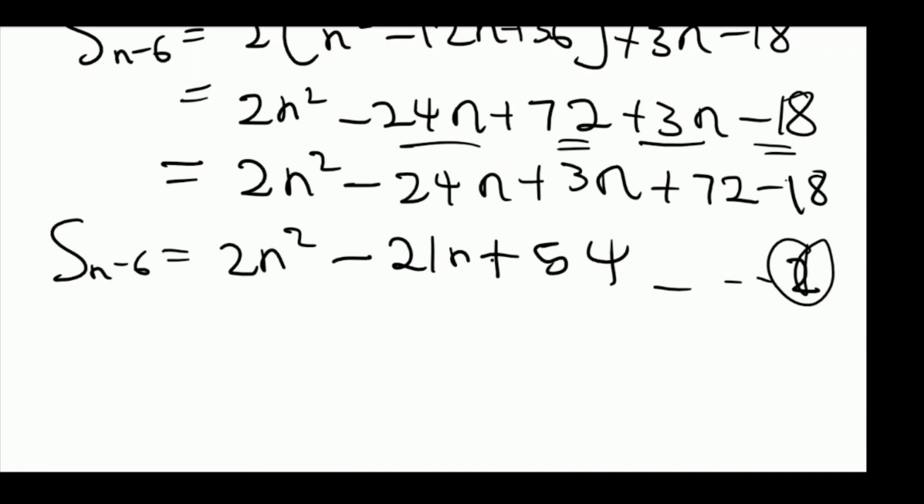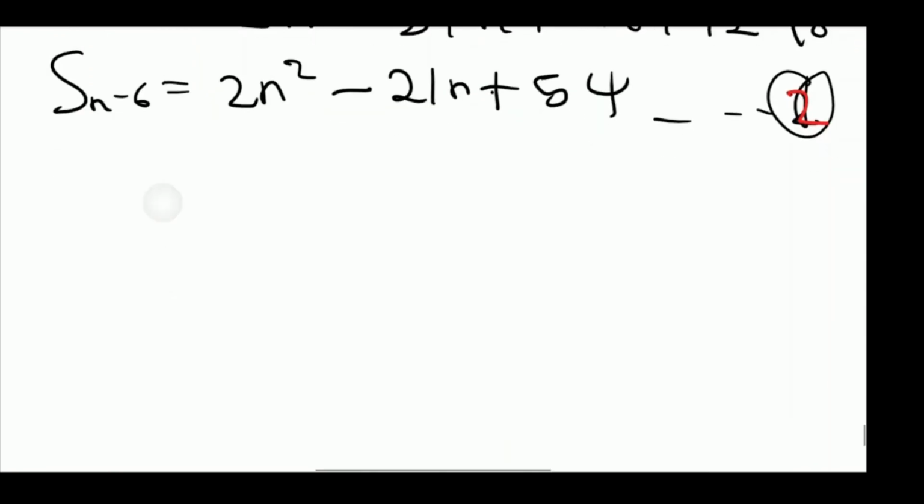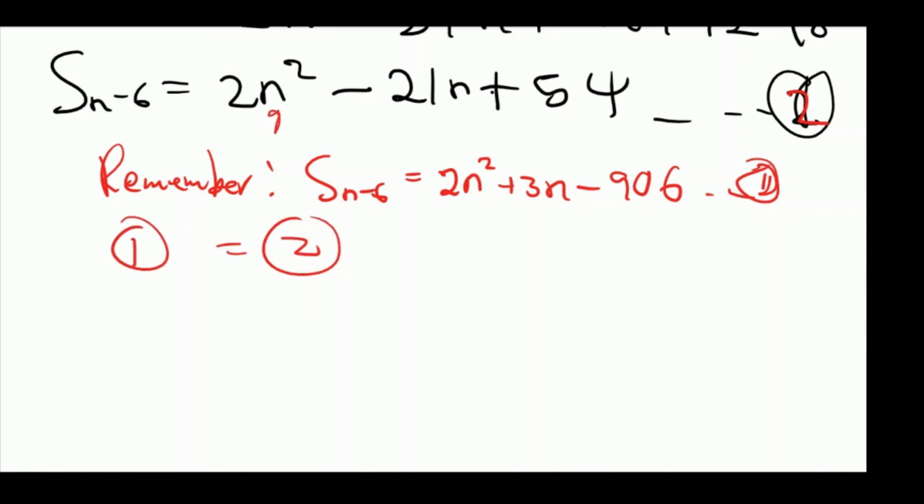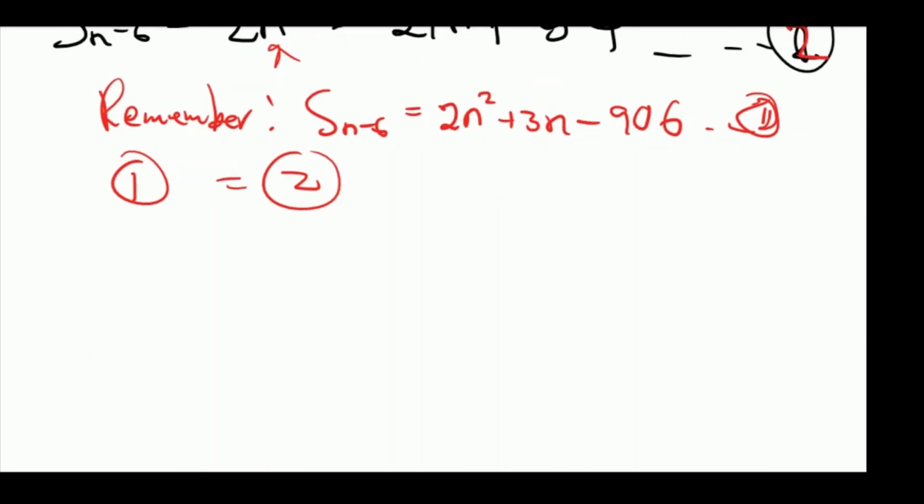So let's equate this to equation 2 because we already have equation 1. So what we need to do is equate equation 1 with equation 2. Remember that equation 1 was S n minus 6 equals 2n squared plus 3n minus 906. See, this was equation 1. So let's equate these two equations here. So equation 1 is equal to equation 2. Because we want to find the value of n, hence we are equating them. And they are equal since it's the sum of n minus 6.